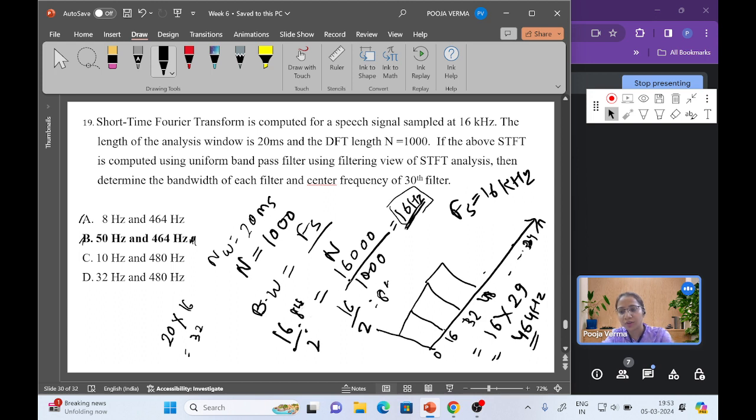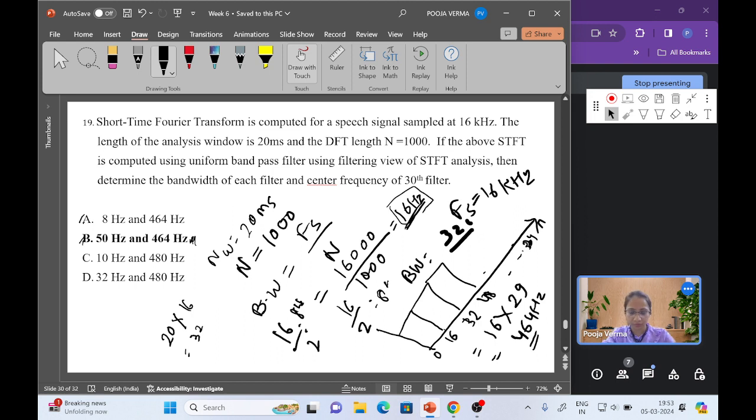If another window function is there, like the Hamming window, let's see what it is. For the Hamming window, there is one formula, and it is W divided by 4. So the length of the window is 20 into 16, so 320 divided by 4 gives 20. No. Option A is the only correct answer.